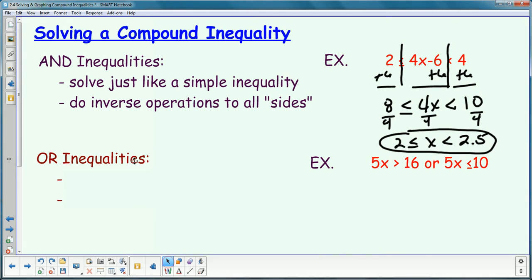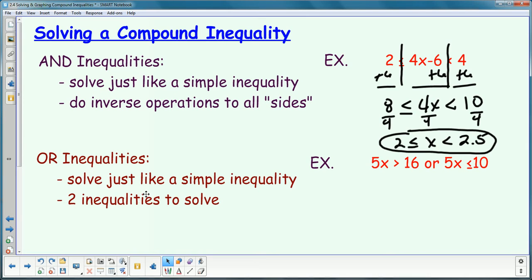Now an or inequality, on the other hand, we still are going to solve it just like a simple inequality. We're still going to do two inequalities to solve, and we need to do, could be same or could be different operations. In this case, if we divide by 5, we're going to have that x is greater than 3.2, or if we divide by 5, x is less than or equal to 2. So you see these are two different options, two inequalities to solve. We shouldn't necessarily end up with the same number.